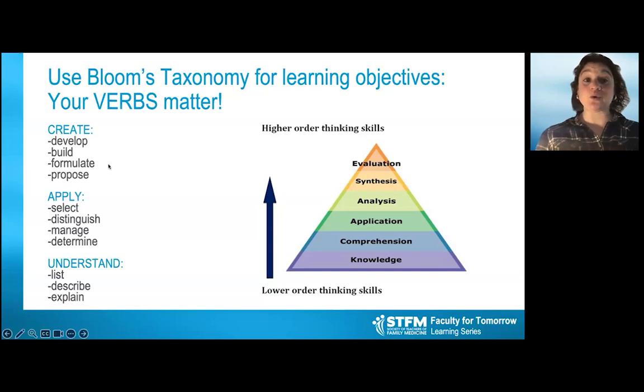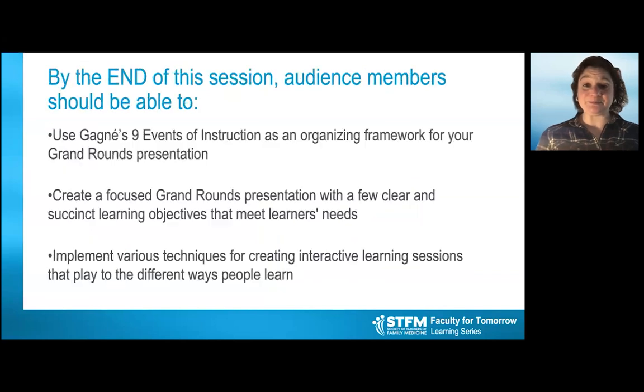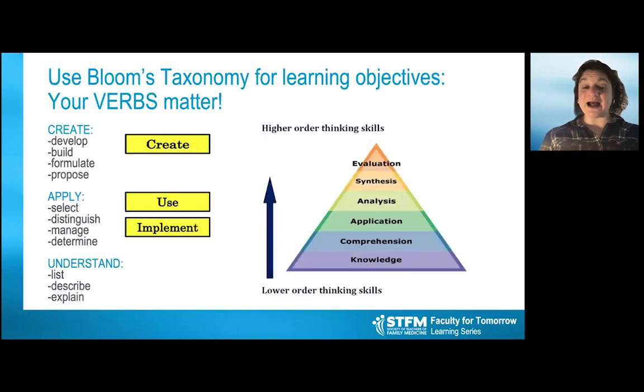If you want them to create something, then your presentation is really going to have to help them be able to create at the end, which again is going to change the content of what you're putting in and how you're engaging your learners. So let's look at the learning objectives I said for this presentation. Look at the verbs here. I said you're going to use Gagné's 9 events. If I say use, and I say you're going to create a focused grand rounds, and you're going to implement various techniques, these verbs are actually pretty high up on Bloom's taxonomy.